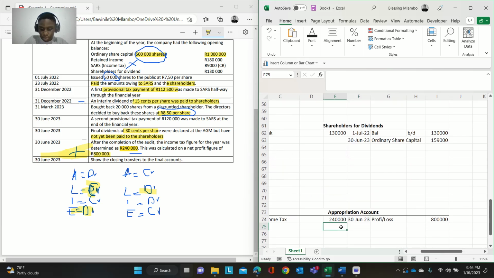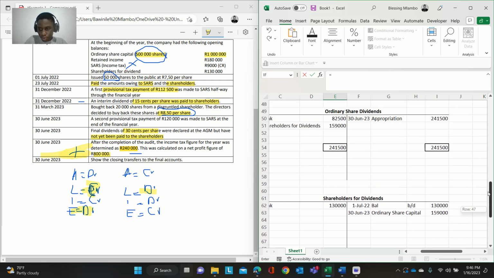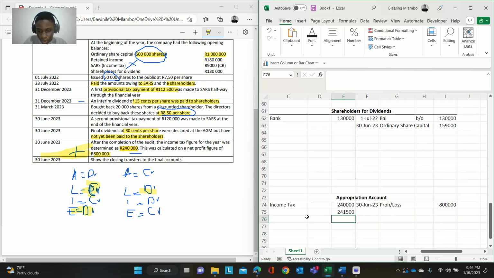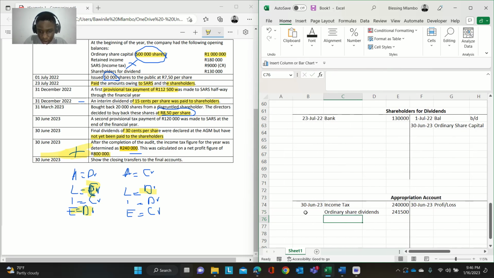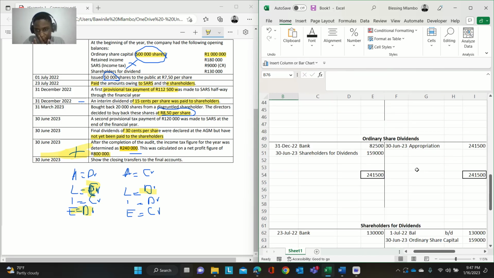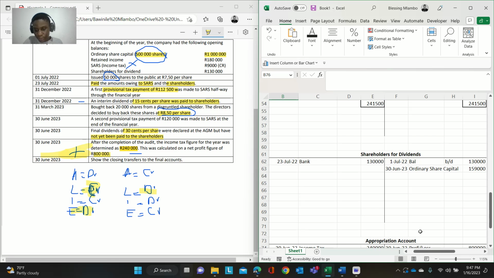And then in the appropriation account, we take this amount, and this is from ordinary share dividends, and this is from the 30th of June 2023, right? And we go down, we have shareholders for dividends.